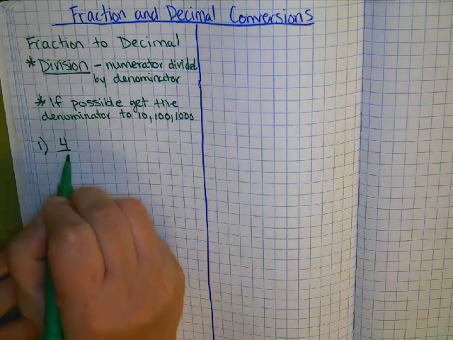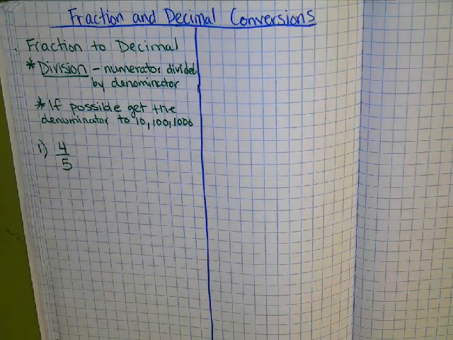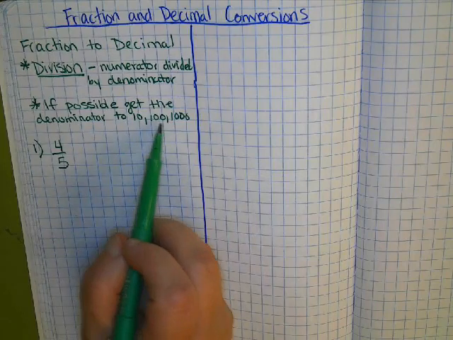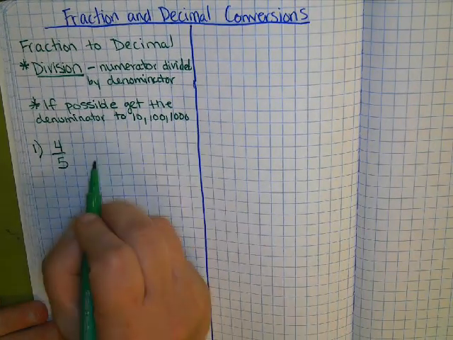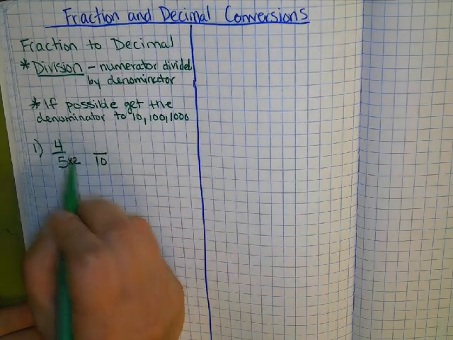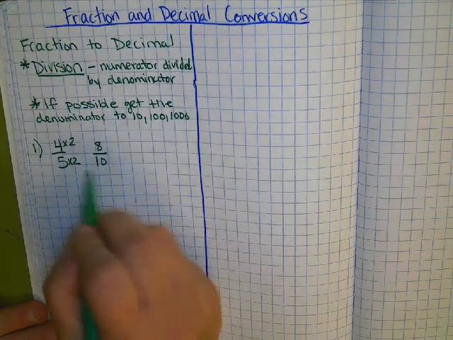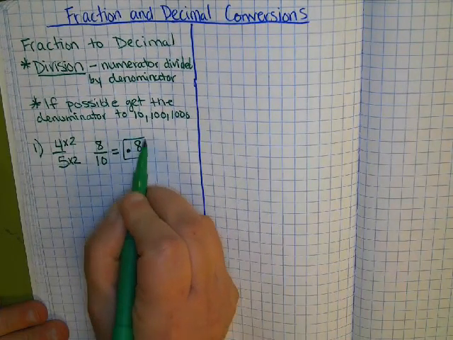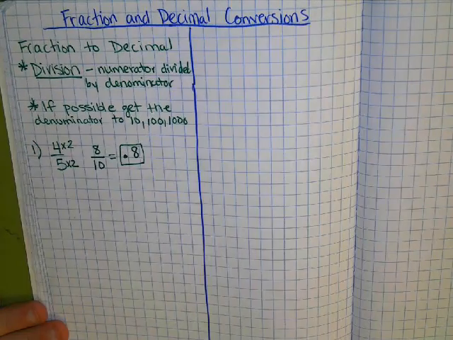4/5. And we're going to take this to a decimal. So it says the shortcut is, if possible, get the denominator to a 10, 100, or 1,000. Well, I can get it to a 10. So I'm going to write a 10 down. 5 times 2 is 10, so I have to do the same thing: 4 times 2 is 8. And I know that 8/10 is read as 0.8. So I've taken 4/5 and made it a decimal by getting to that common denominator.